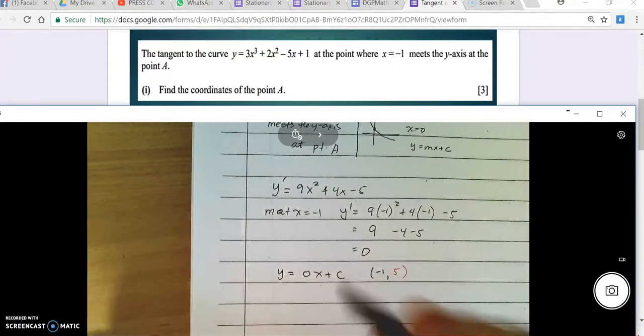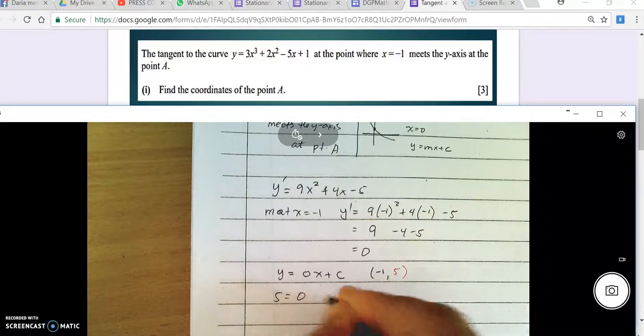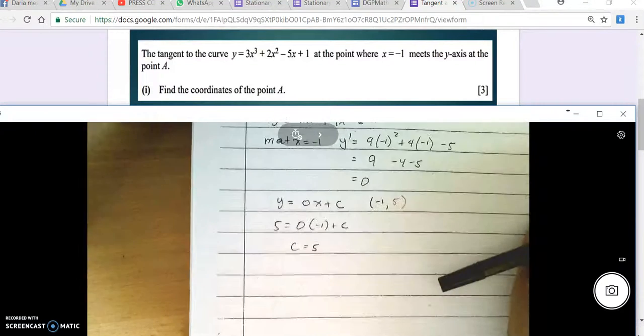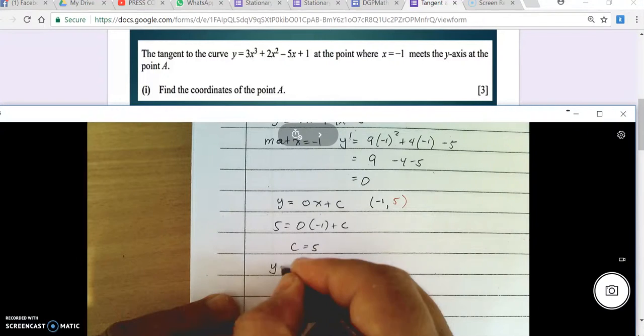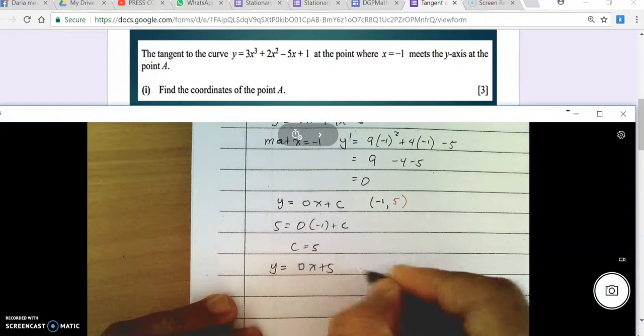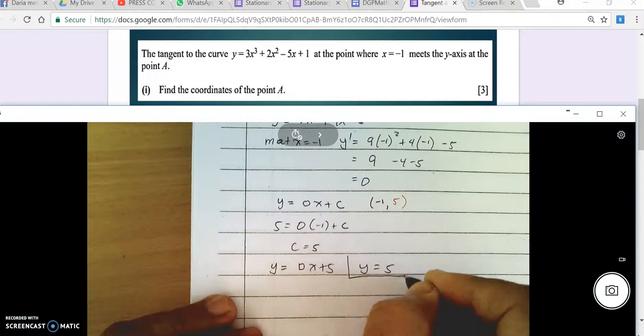So therefore, that is now 5 equals 0 times -1 plus c. Your c will eventually be 5. So therefore, your tangent line is y equals 0x plus 5, or you can simply write this as y equals 5. That is the tangent line.